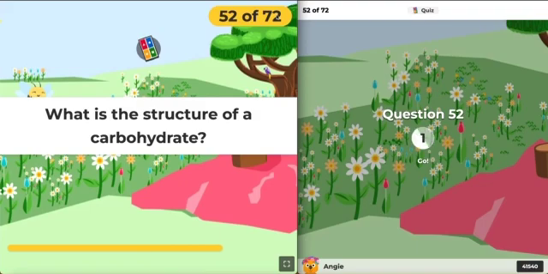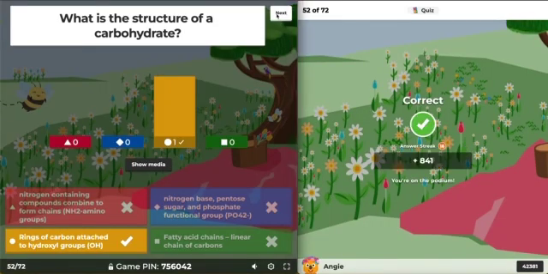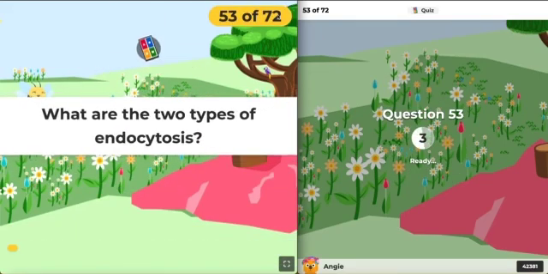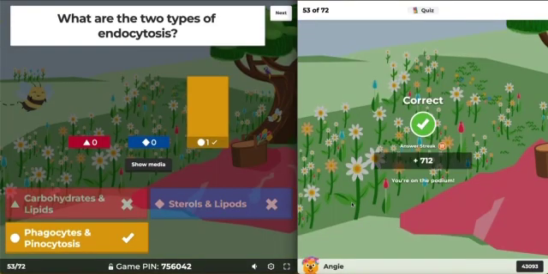What is the structure of a carbohydrate? So a carbohydrate is rings of carbon attached to a hydroxyl group. What are the 2 types of endocytosis? So endocytosis is going to be phagocytosis and pinocytosis. One is cell drinking, one is cell eating.